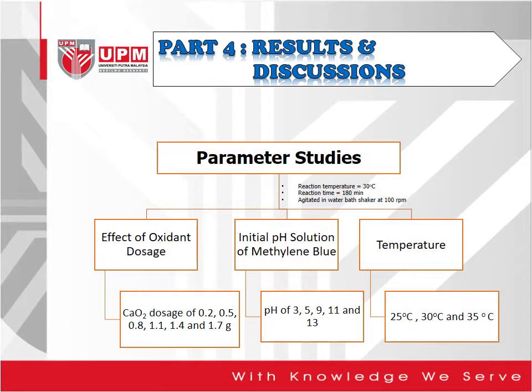Moving on to the results and discussion. These parameter studies were carried out at 30 degrees Celsius for 180 minutes and they were agitated in a water bath shaker at 100 rpm. The first section is on the effect of oxidant dosage, then initial pH of the methylene blue solution, and the last section is on the temperature.